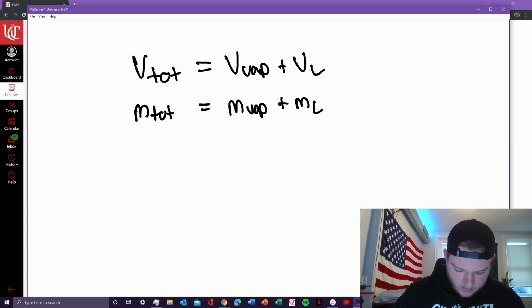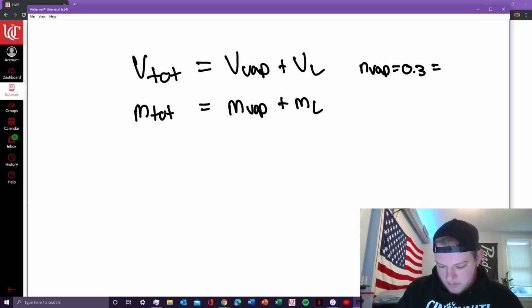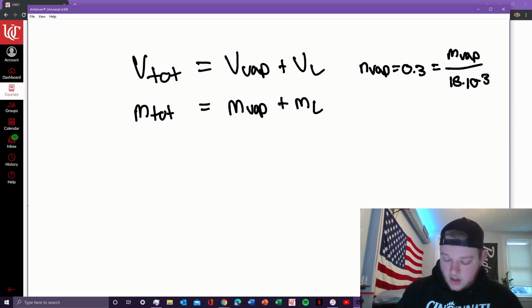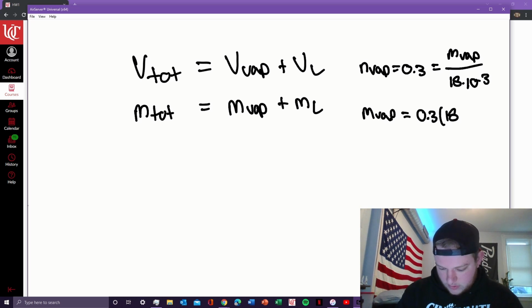So n, the moles of vapor, equals 0.3, which equals the mass of vapor over the molar mass of water, which is 18 times 10 to the negative third. Then we can rewrite that as the mass of the vapor is equivalent to 0.3 times 18 times 10 to the negative third.